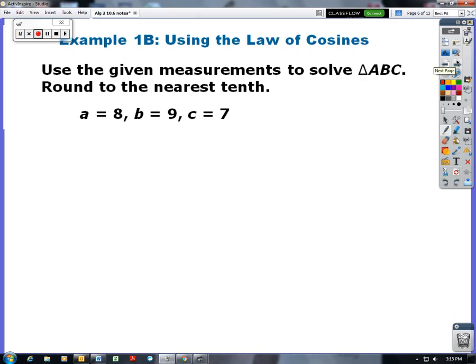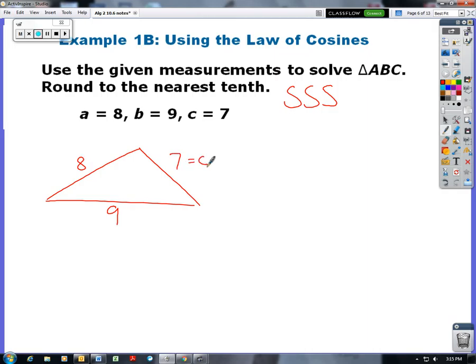Okay, now this is side, side, side. So again, I'm going to draw a triangle. Hopefully I'll have better luck this time. We'll put the long side down here, 8, 7. This is C, 9 is B, this is A.